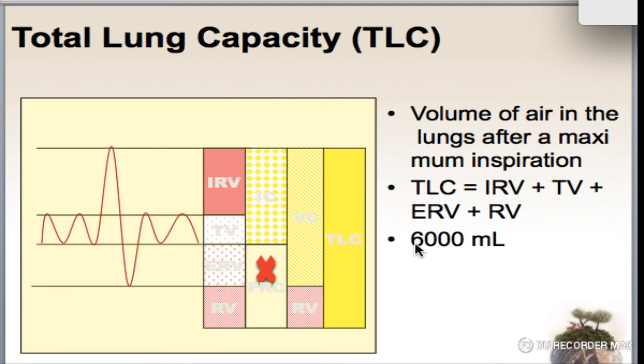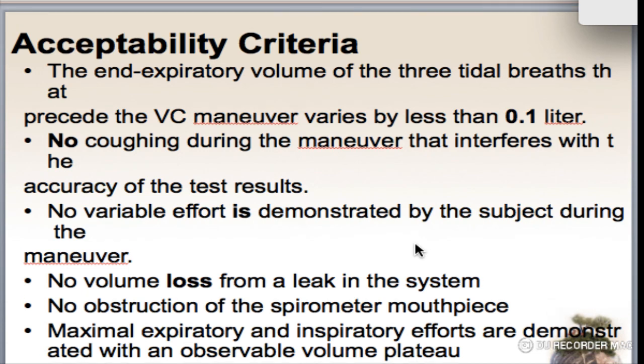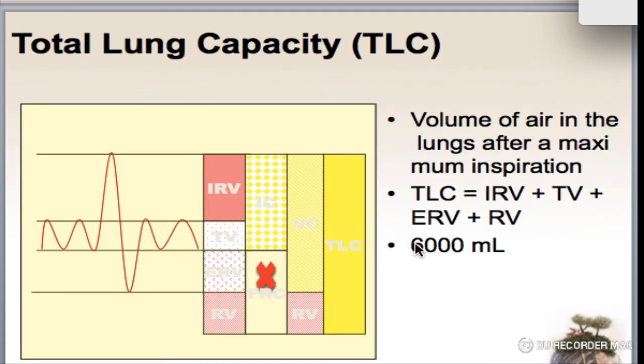Later we're going to discuss another topic, the criteria of acceptability. That is for the next topic. So let's end this lesson about the capacities and volumes of the lung. See you on the next discussion.